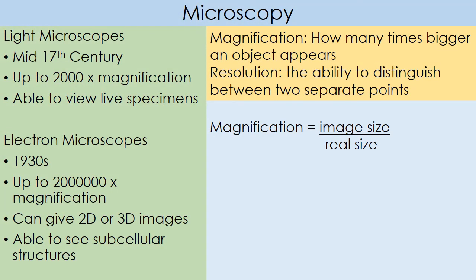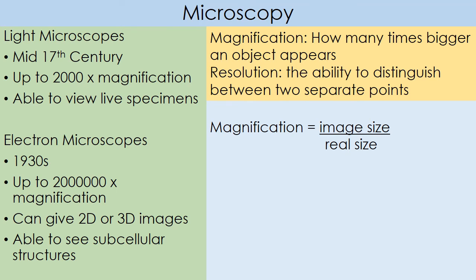Next bit, we're looking at microscopes. Light microscopes were first invented in the mid-17th century, so that's the 1600s, by a guy called Robert Hooke. You'll come across him again in physics when we look at Hooke's law. Light microscopes are very, very good. They allow us to see live specimens, and we can magnify things up to 2,000 times, which is amazing. They are also incredibly cheap, and we've got lots of them at school as well.